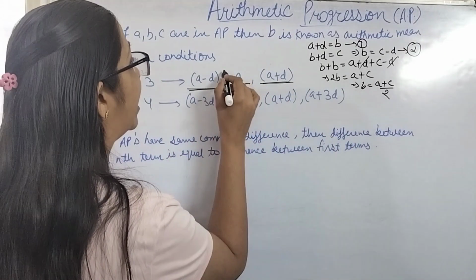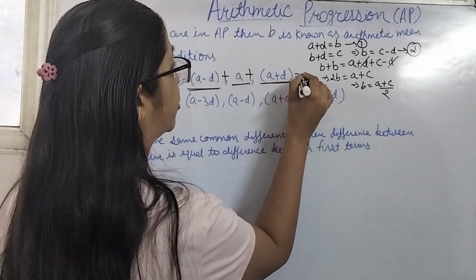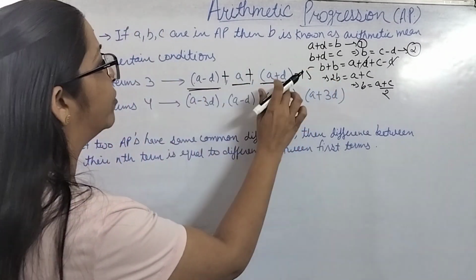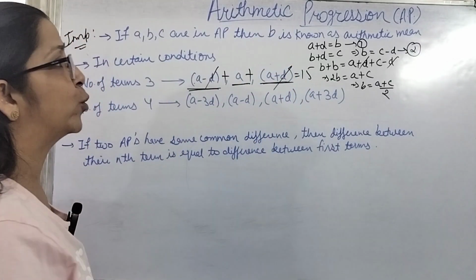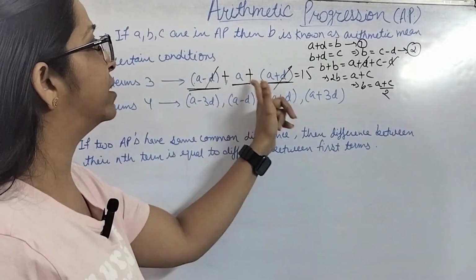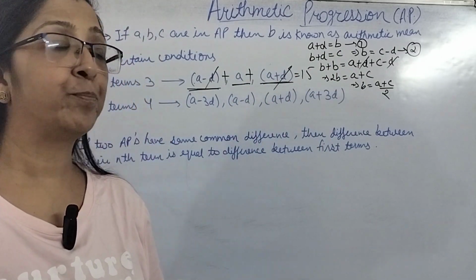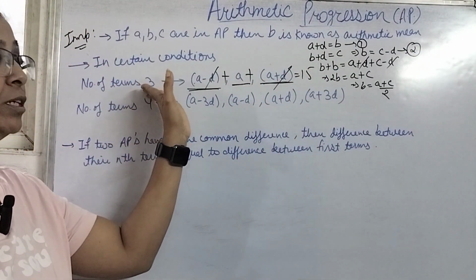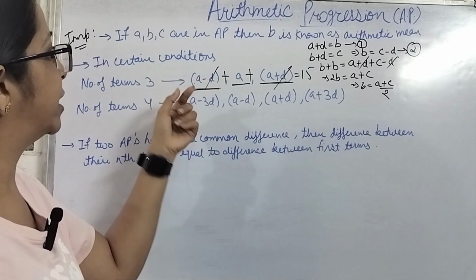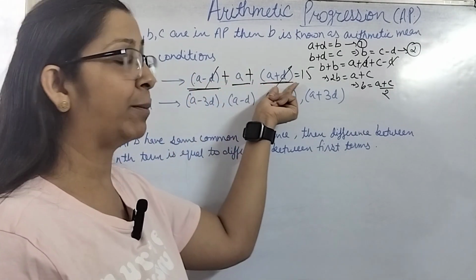So if we add these, a minus d plus a plus d is equivalent to 15, it is given. So if we add, we will have an equation in one variable only, that is a plus a plus a, 3a, equivalent to 15, and we will get the value of one variable. So whenever an odd number of terms is given, if it is 3, we will assume it to be a minus d, a and a plus d.